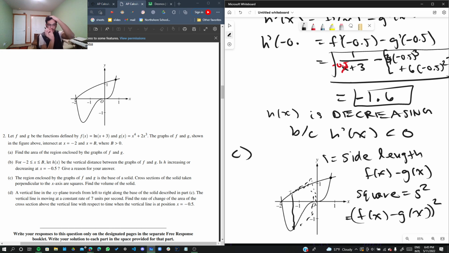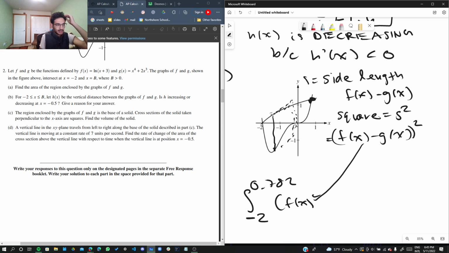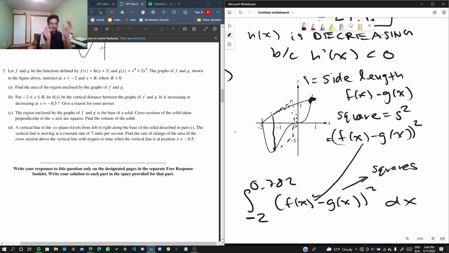So taking dx from the left-hand side to the right-hand side. And we got that b value from earlier, right? So we got -2 to this point right over here, which we found from our calculator is 0.782. And now we're going to take all these squares, that's (f(x) - g(x)) squared, which represents the squares that we're adding up. And we have dx, which is a tiny interval, so we're adding multiple squares together, and this should be our volume.